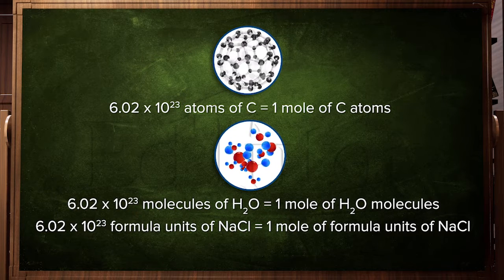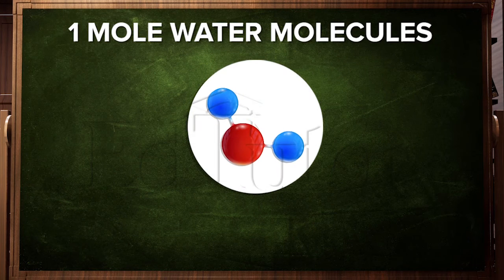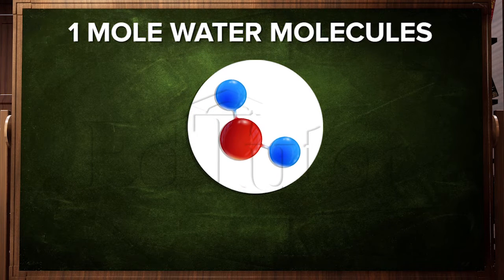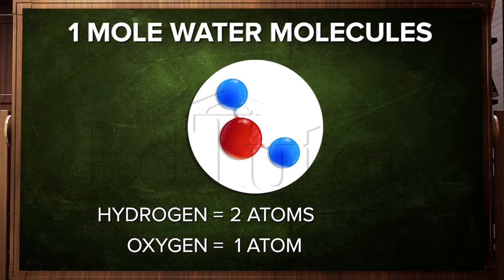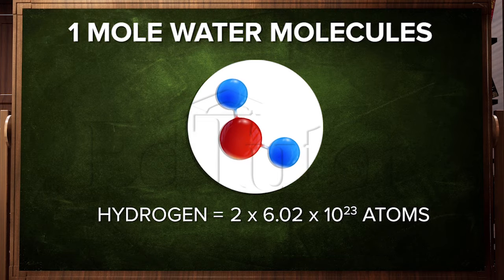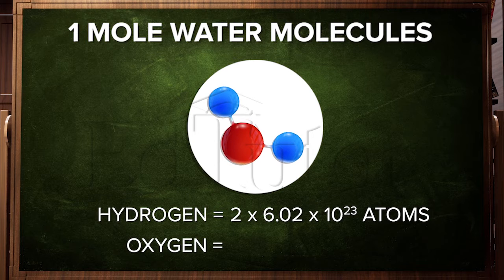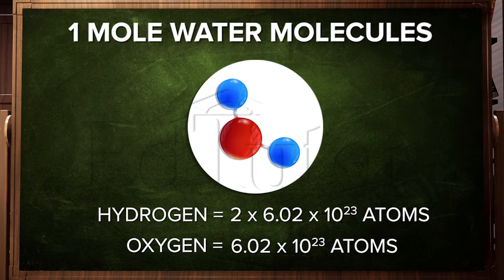To make it clear and more understandable, let me give you 2 examples. You know that 1 molecule of water has 2 hydrogen atoms and 1 oxygen atom, right? So, in 1 mole of water, the hydrogen atoms are 2 × 6.02 × 10^23, and oxygen atoms are 6.02 × 10^23.